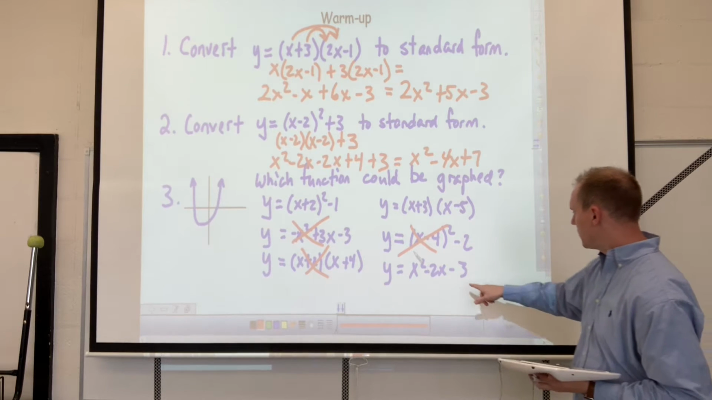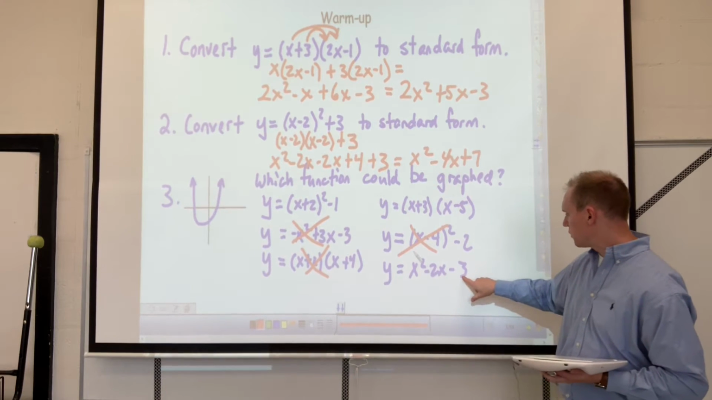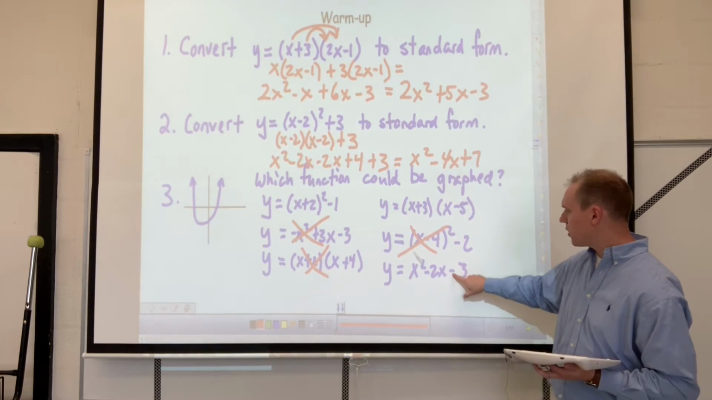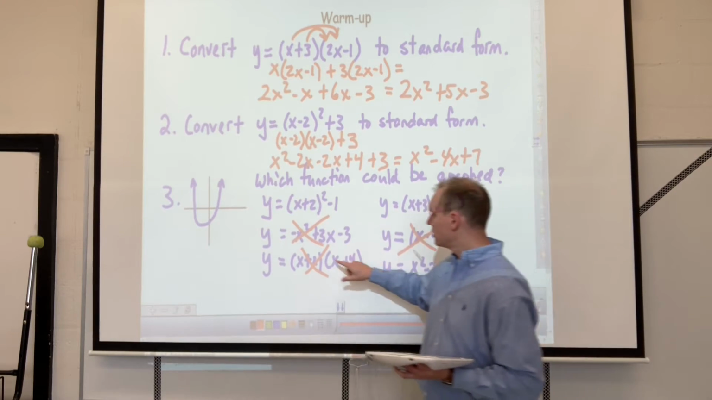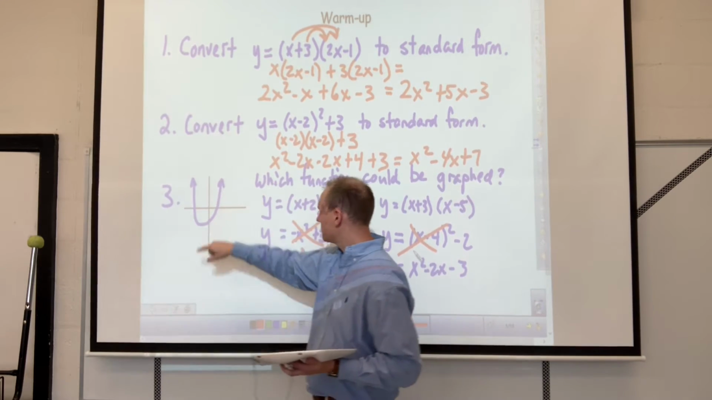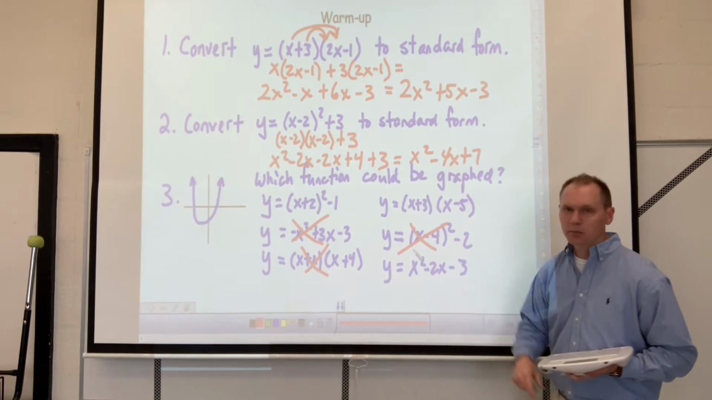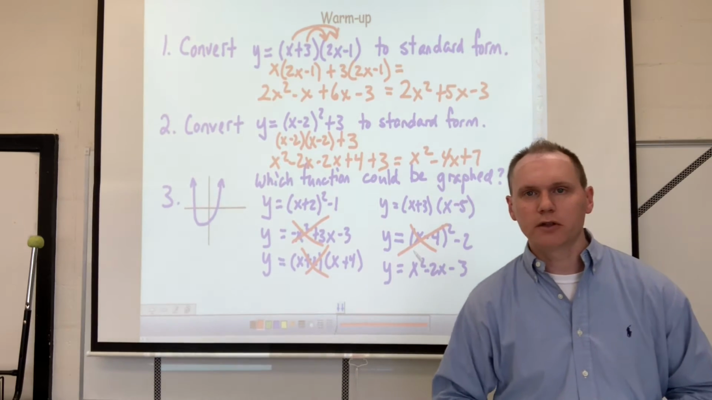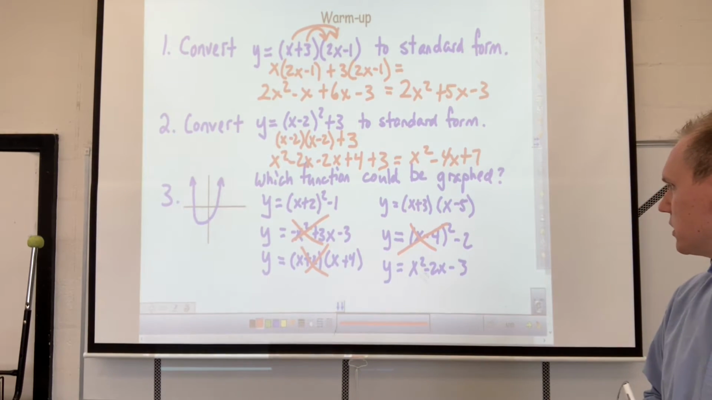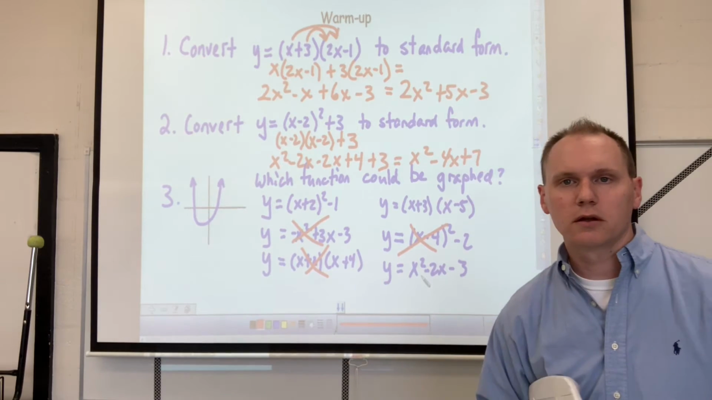And then lastly, we have a standard form quadratic. It's got a negative y-intercept of -3, or 0, -3 right here, and it's concave up. So that could be potentially that graph there. So those 3 are the only ones that could be graphed there.